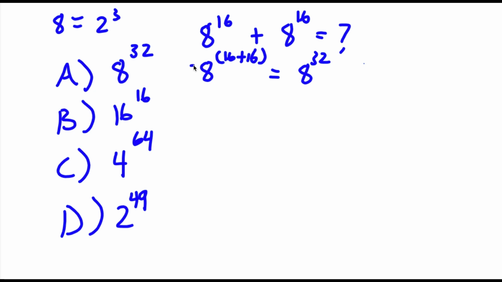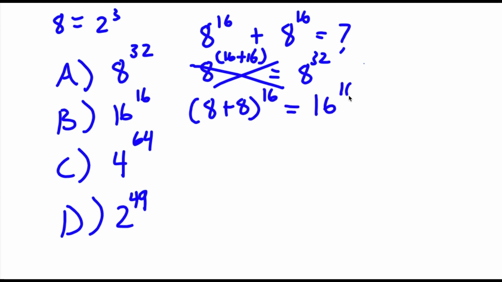And this is actually wrong. You can't just add exponents like that. So that is the wrong method. Now, for B, what they did was they kept the exponent the same and they added the bases. So they did 8 plus 8 to the power of 16, which is equal to 16 to the power of 16. And this method is wrong as well. You can't add exponents like that. So it's not B, it's not A.